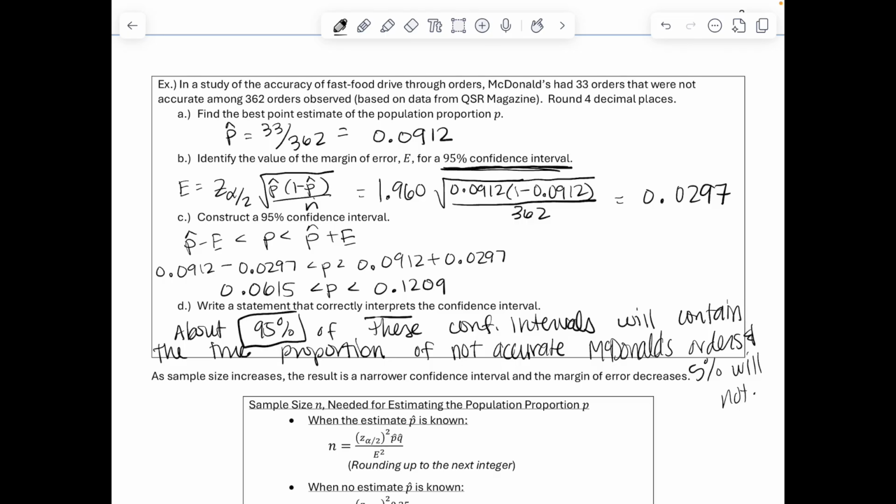A couple things to discuss here when you're writing your interpretations: this 95% matches the confidence level that we had up above, and the 5% would be 100 minus the 95%, which gives us the leftover percentage, 5%. The other thing is to make sure that you write about exactly what the problem is talking about, because every single problem is going to be different.